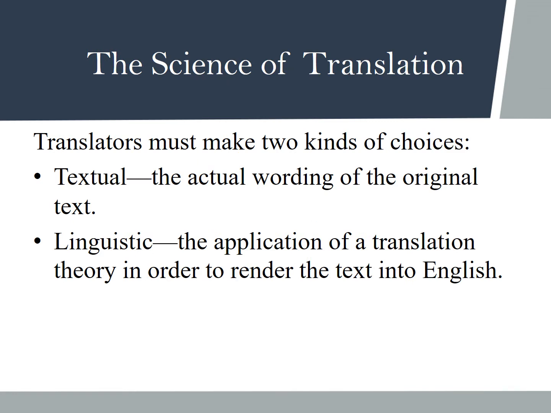Now, translators are forced to make 2 kinds of choices. The first is textual, that is the actual wording of the original text. This is called textual criticism, and when one is working with the manuscripts we have available, sometimes the wording is different. So the art and the science of textual criticism is determining which wording, which variant reading in the manuscripts, should be used to construct the original text.